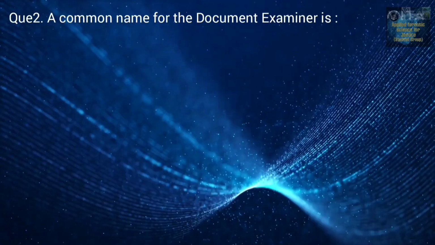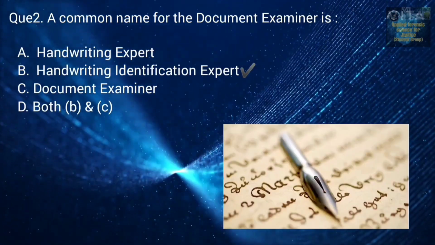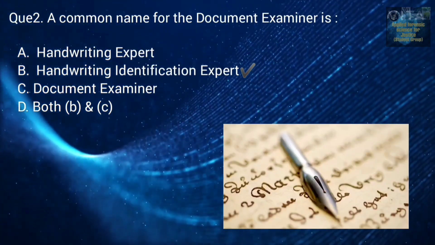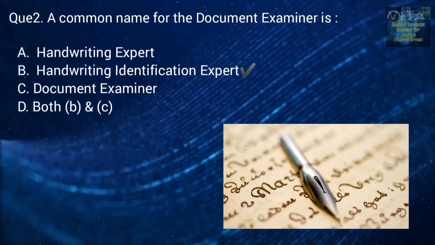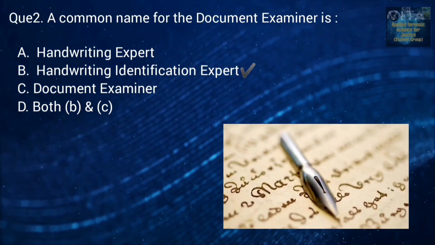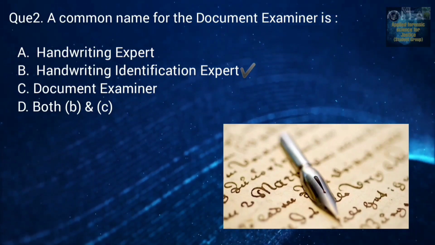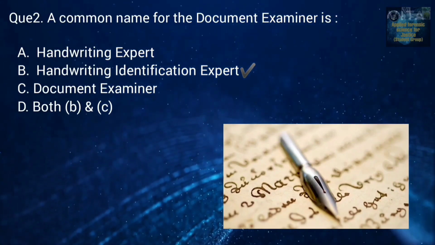Question number 2. A common name for the document examiner is. Options are A. Handwriting expert, B. Handwriting identification expert, C. Document examiner, D. Both B and C. The correct answer is B. Handwriting identification expert.